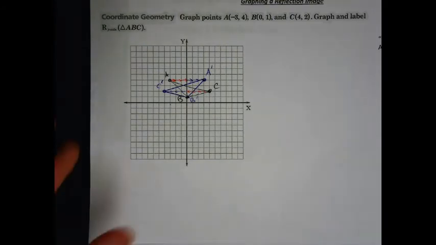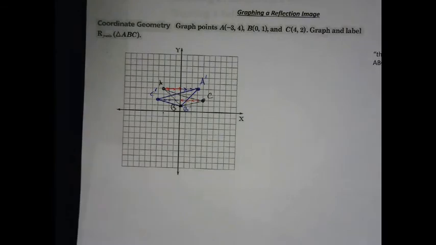So look at all that stuff that just occurred. But really, the main thing is, Mr. Katz, how do you do this? And the main answer is count. If you can count, you can do it.